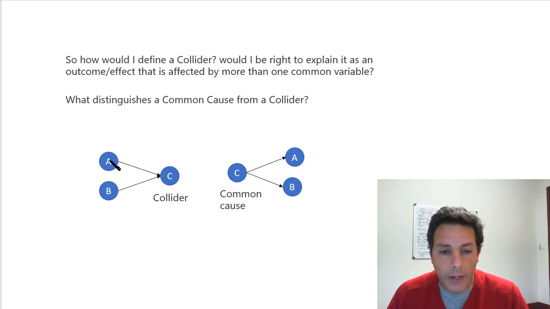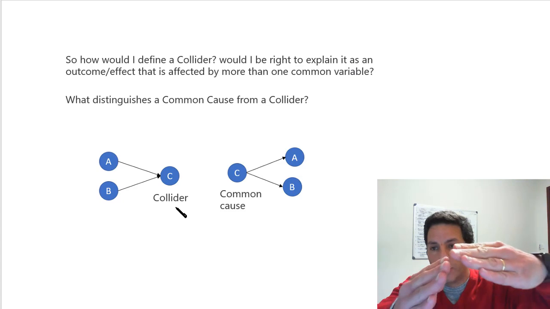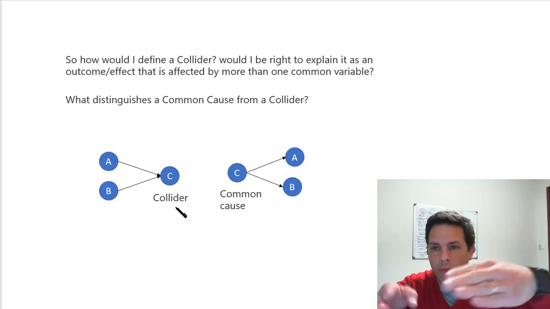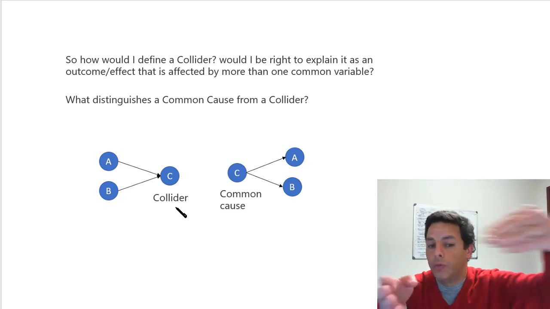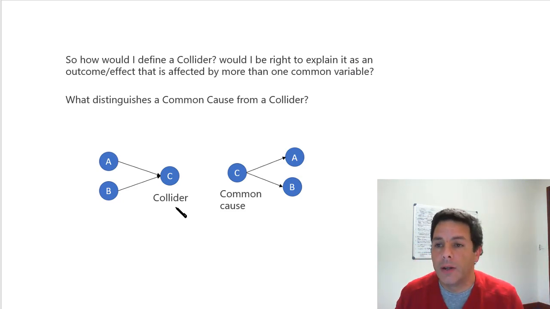So here is the collider. We've got variable A and variable B with 2 arrows that collide in variable C. So variable C is the collider. The collider is the place where 2 arrows collide. Okay, so it's 2 arrows pointing to that variable. So the collider is affected by 2 variables, at least, could be more. Okay, so that's the collider.